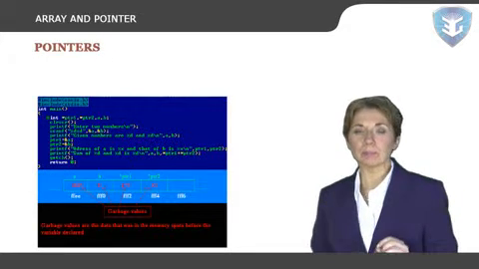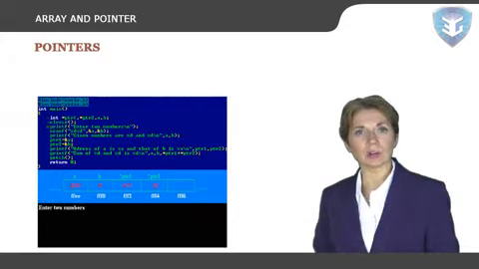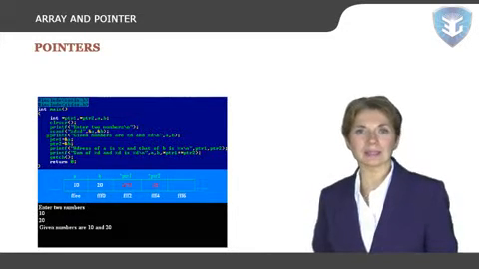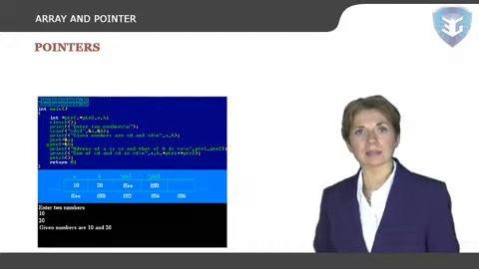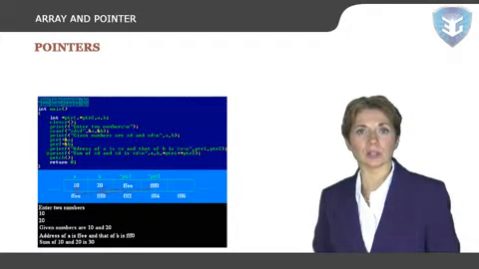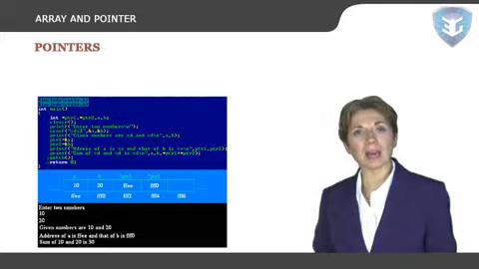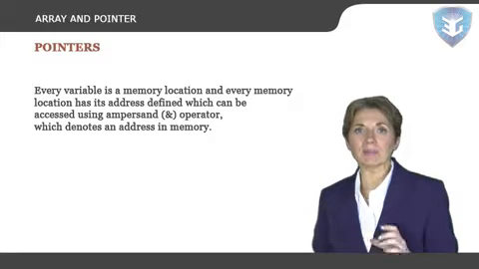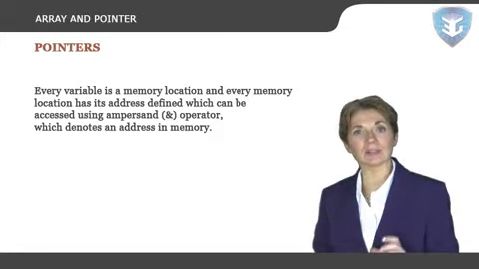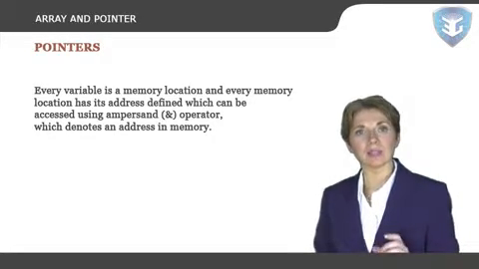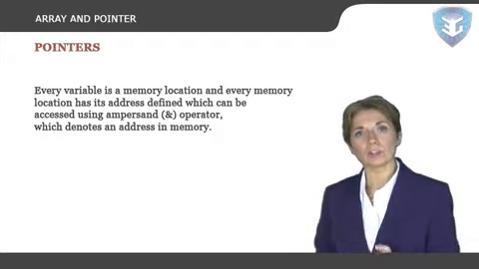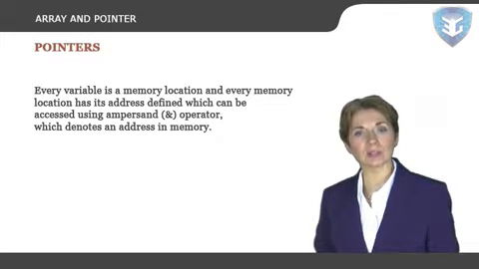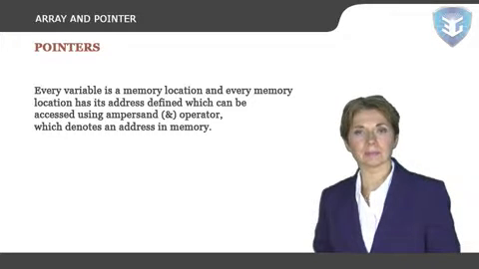Let's now take a look at pointers. Some C programming tasks are performed more easily with pointers, and other tasks, such as dynamic memory allocation, cannot be performed without using pointers. Every variable is a memory location, and every memory location has its address defined, which can be accessed using the ampersand operator, which denotes an address in memory. Let's see an example which prints the address of the variables. Output of the program is on the screen.